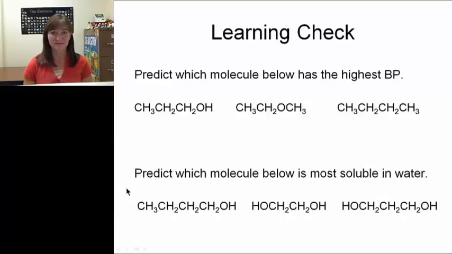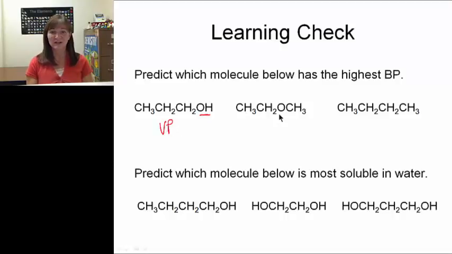All right, so here's a learning check. Predict which molecule below has the highest boiling point. If it's a boiling point question or a solubility question, I want you to assign polarity first. So we look at this first molecule and it has an OH, which means it can hydrogen bond. So we're going to say it's very polar.